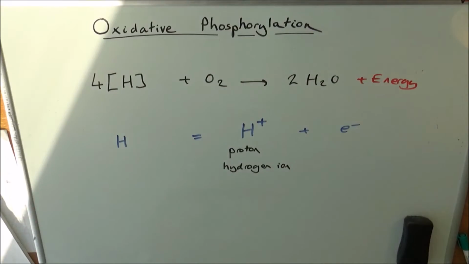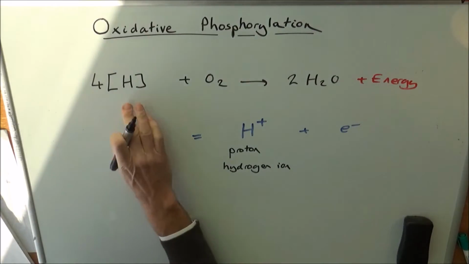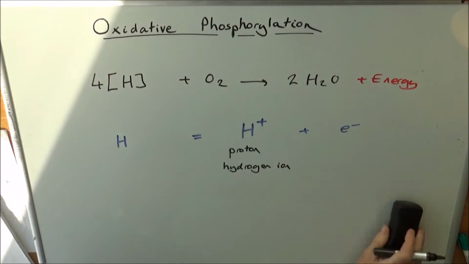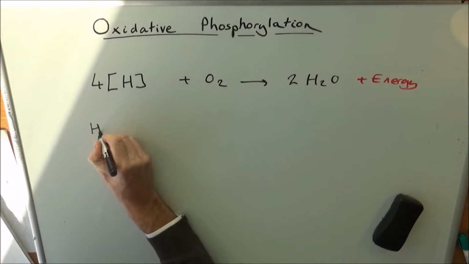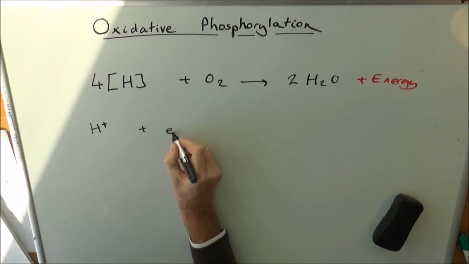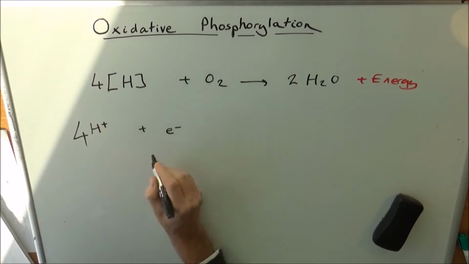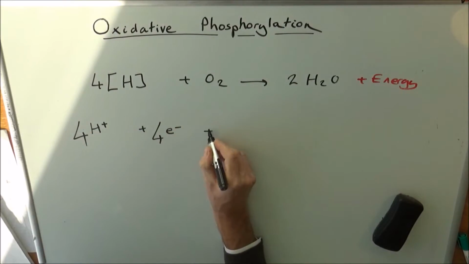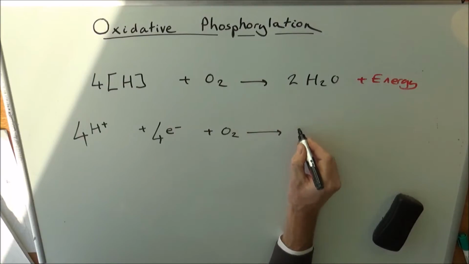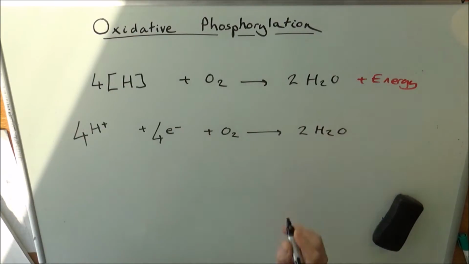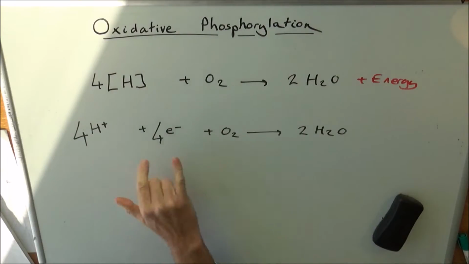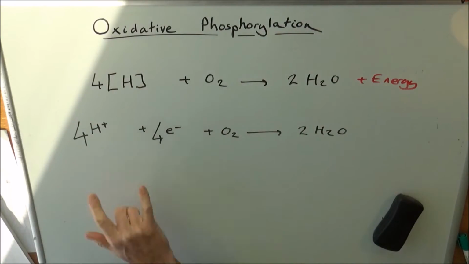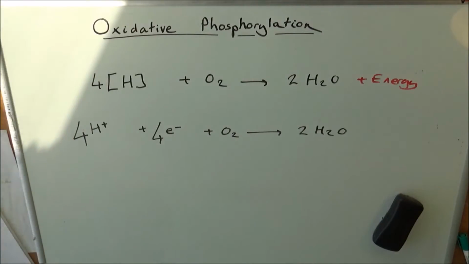Instead of writing 4H, we can write these. Each hydrogen can be an individual proton and electron. So here we can just write H plus plus an electron. If we've got 4 atoms, then we've got 4 protons and 4 electrons. They combine with oxygen to give 2 H2Os. And that's what really happens on the inner membrane of the mitochondria. Although overall we're transferring 4 hydrogen atoms to an O2 to make 2 waters, they travel, if you like, independently.